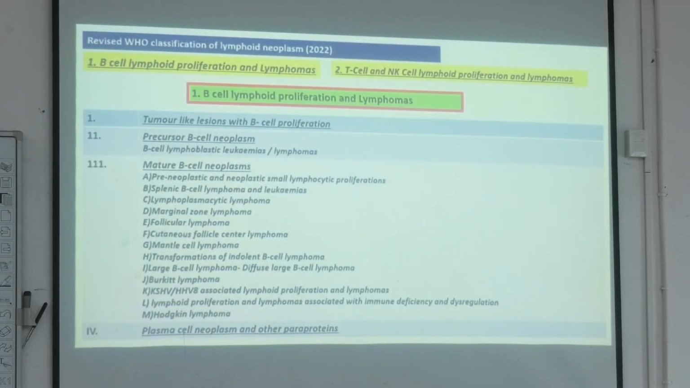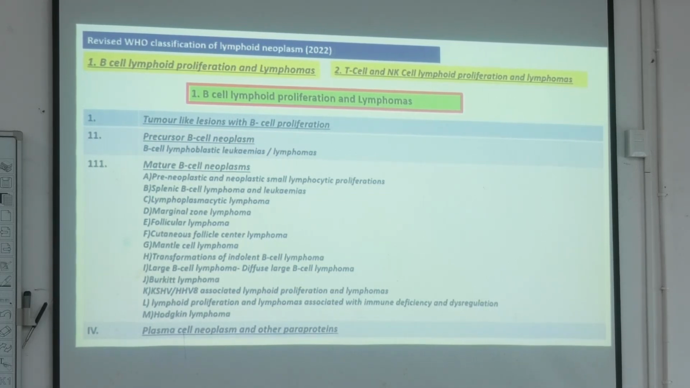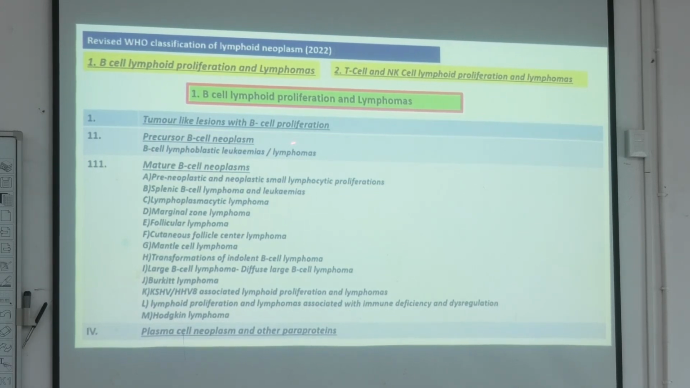Now, WHO 2022 has classified this big neoplasm into broad headings. But no need to remember all those things. You only need to know B cell neoplasm and T cell neoplasm. And these are the different types of classification: tumor-like lesion, precursor B-cell neoplasm, mature B-cell neoplasm, and plasma cell. So this is a B-cell lymphatic neoplasm. It's a very big list that WHO prepared in 2022. This is information.